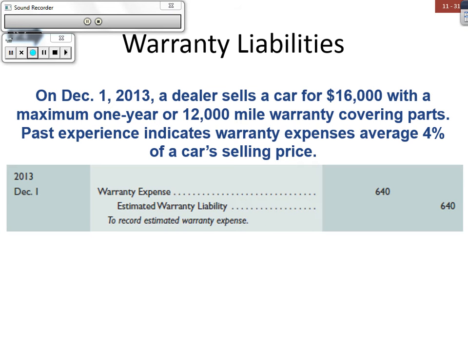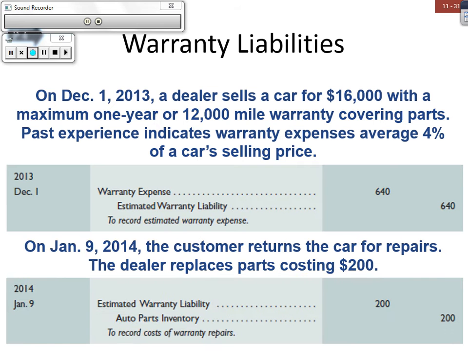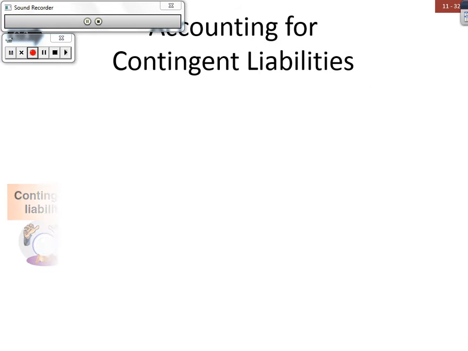So in other words, in this example they sell a car, 16,000, 1 year or 12,000 mile warranty covering parts. Past experience indicates that warranty expenses average about 4% of a car's selling price. So if we're going to record the warranty expense, how are we going to calculate it? Take the selling price and multiply by 4%. 16,000 multiplied by 4%, which should equal $640, right? That's the warranty expense. So this first journal entry is to record that expense. The second journal entry says that the customer returned the car for repairs and they replaced parts costing up to $200. So in this case, they just took 200 of that 640 and put it towards repairs, and then also subtracted $200 from their auto parts inventory, because obviously they had to replace parts using their inventory.